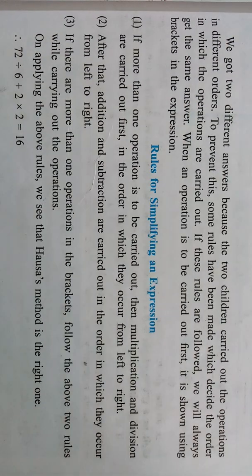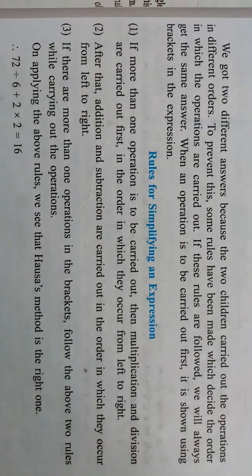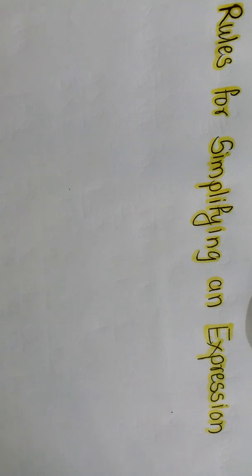From chapter 5, operations on rational numbers, we are going to learn rules for simplifying an algebraic expression. So first, what does expression mean? See, expression means an arrangement of numbers expressed using signs of addition, subtraction, multiplication and division. That is called a mathematical expression.